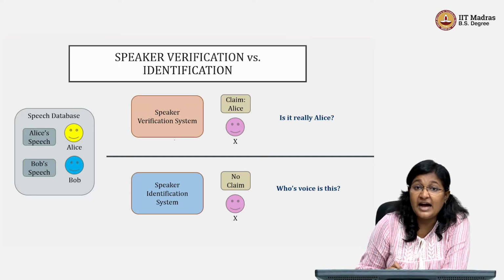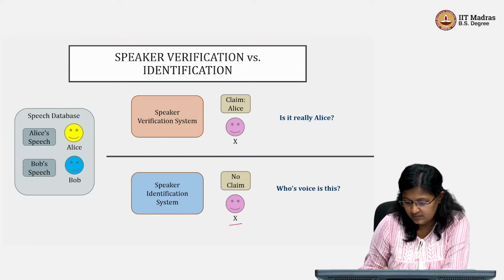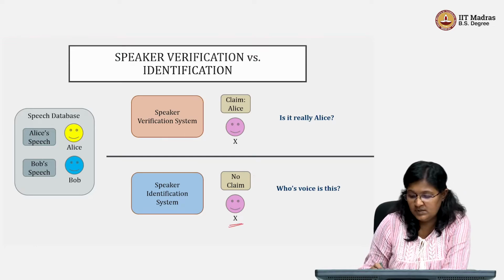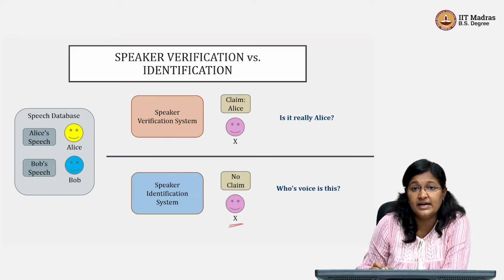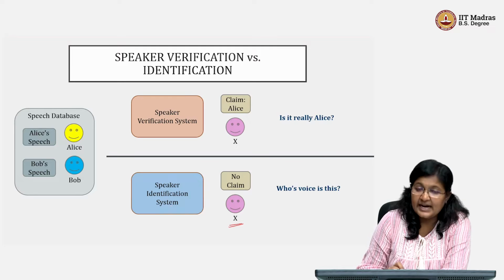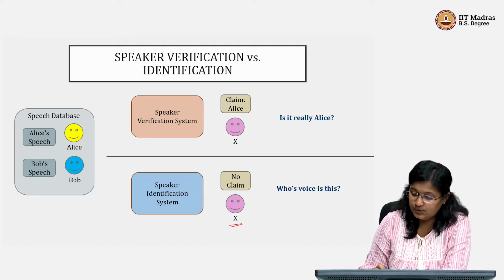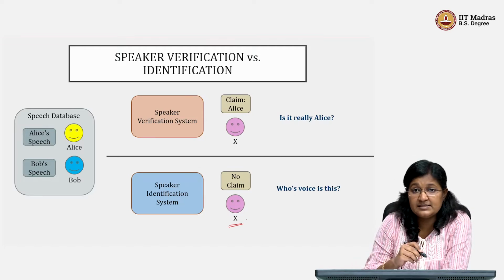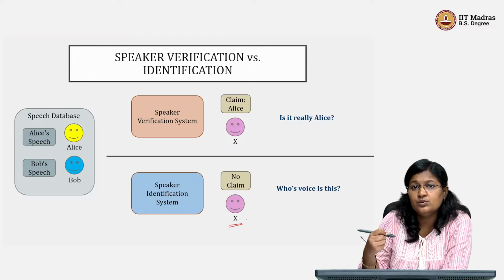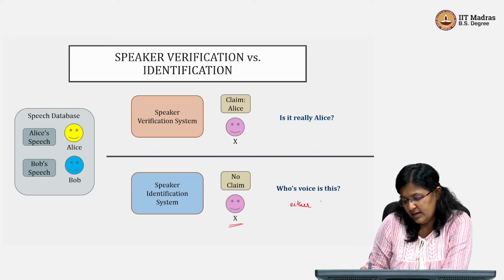This is the question that speaker verification system answered. When it comes to speaker identification, there is no claim at all. There is an unknown person, but no claim. This is the major difference between identification and verification. What is a speaker identification system supposed to do? It is just going to figure out whose voice this is. It searches in its database and finds out whose voice this is. This can be either Alice's voice or Bob's.